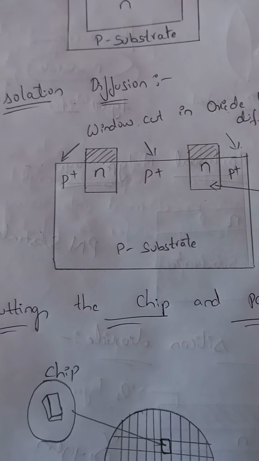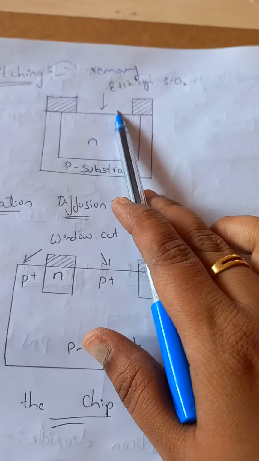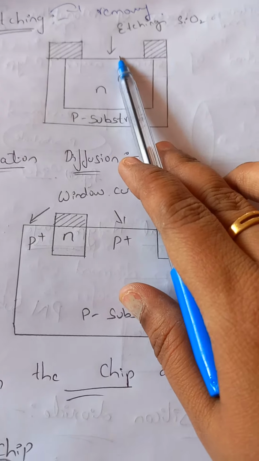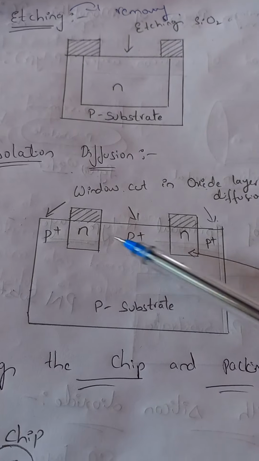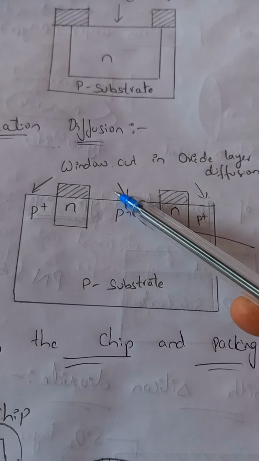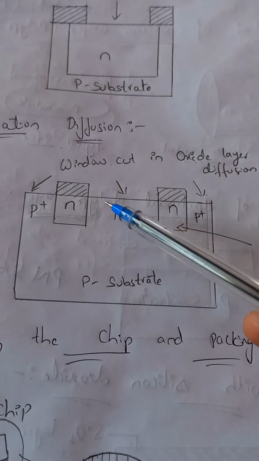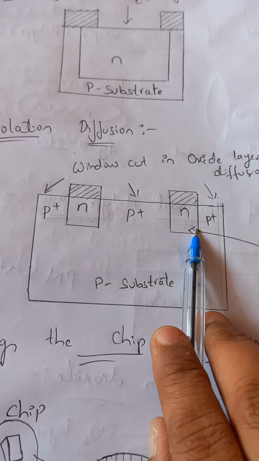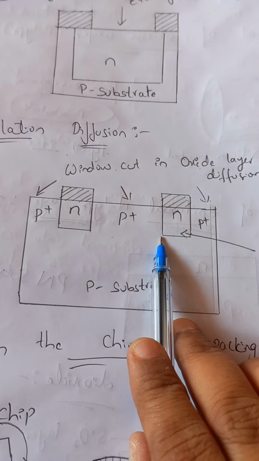And the next one is the isolation diffusion. As I said, this silicon dioxide has been removed in some desired locations, so some part has been cut. To produce different components, each component requires one N well. Why? Because this is a P substrate, so some parts require N well. For the purpose of isolation of components, this is done by the isolation diffusion.